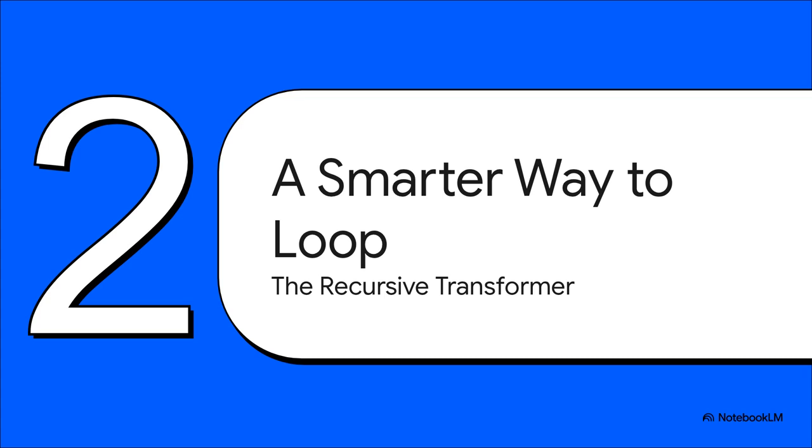Okay, so if that's the problem, how do we even start to fix it? The first step is to grasp a key idea that MoR is built on. And that concept is the recursive transformer. It's all about finding a much smarter way to loop.